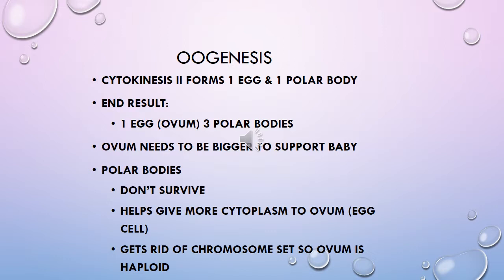Now, there are 3 very important reasons why we have these polar bodies. These polar bodies will not survive. Can they get fertilized? Yeah, but it's not going to develop into a viable pregnancy. They do help give more cytoplasm to the ovum, that egg cell, which again is very important because that egg cell has to survive on its own for a while. And it gets rid of a chromosome set to make that ovum haploid, which is really important. Remember, we can only have half the chromosomes. Without these polar bodies, that egg cell would not be able to do that. So 3 really important reasons why we have these polar bodies.